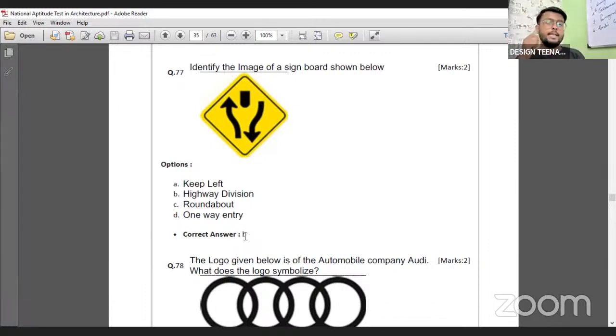One-way entry is again a symbol which I will definitely say I don't know. Hardly seen it on Indian roads, frankly speaking. But definitely in one-way entry, there will not be two symbols. This can be an option for highway division, where now when you see that highway division can be an answer, you are trying to relate. And over here, see, we are correct. So this is how we need to proceed further.